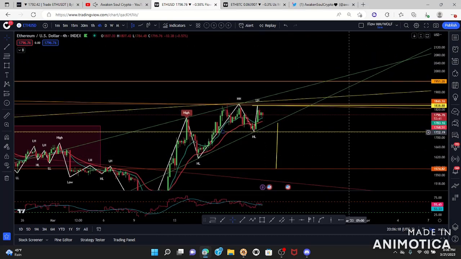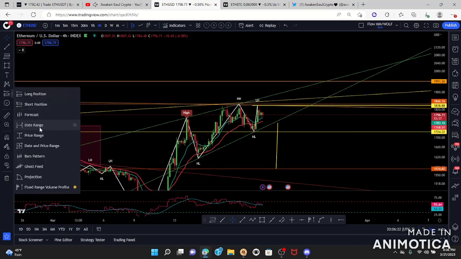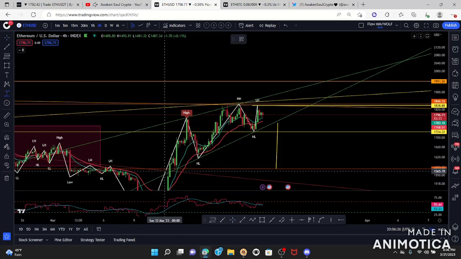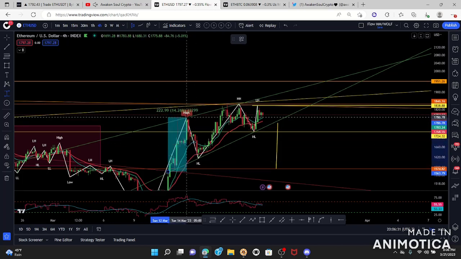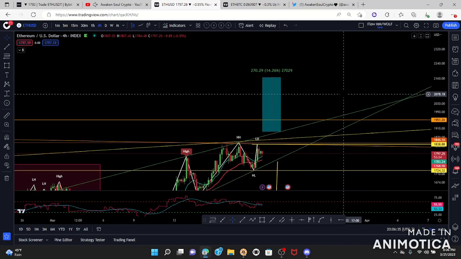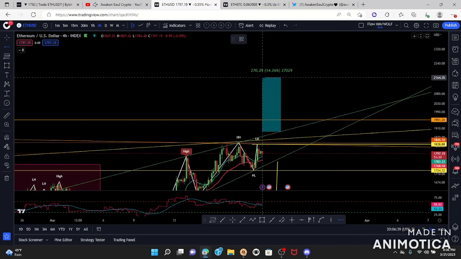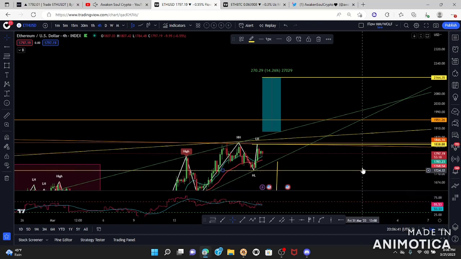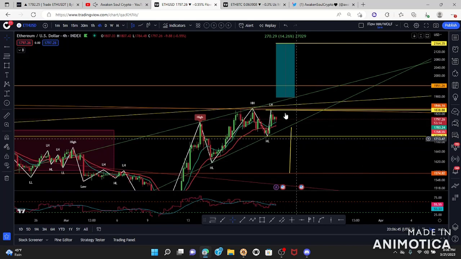So that would be the measure move from this rising wedge, if that's the case. But let's say it broke to the upside, I would use this price range tool. So it's from where the rising wedge begins to this high, and then from the breakout. So if it were to break out, it would take us to approximately 2164. And that's how you measure it. If you don't know how to measure it, Google it.